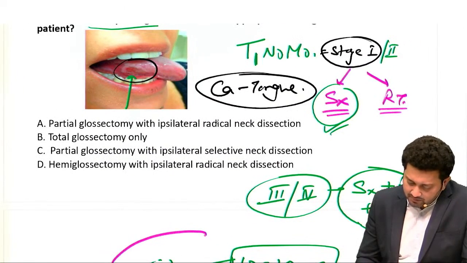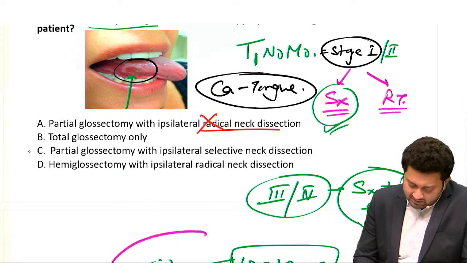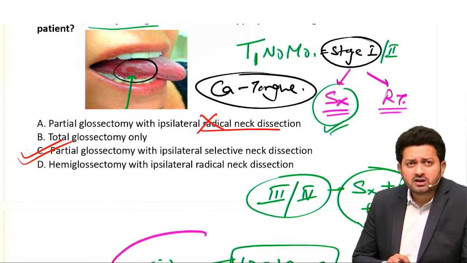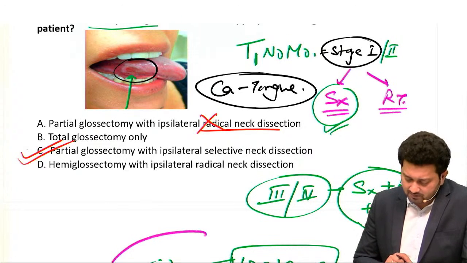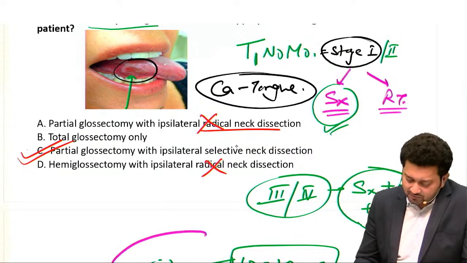Partial glossectomy, no need to do radical neck dissection, lymph nodes are not involved. This looks good. A partial glossectomy with ipsilateral selective neck dissection, because the tumor is very small, so even if you take 2 cm margin it will be partial glossectomy only. Radical neck dissection, so we don't have to do.